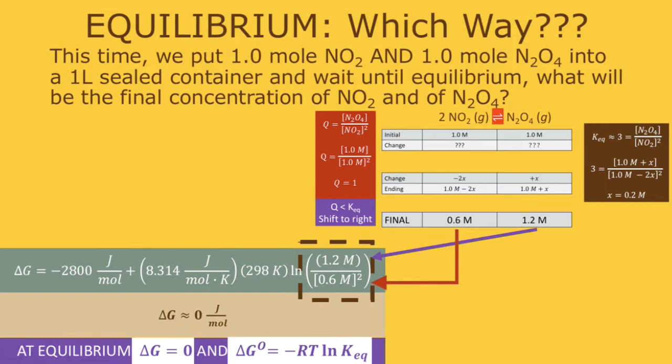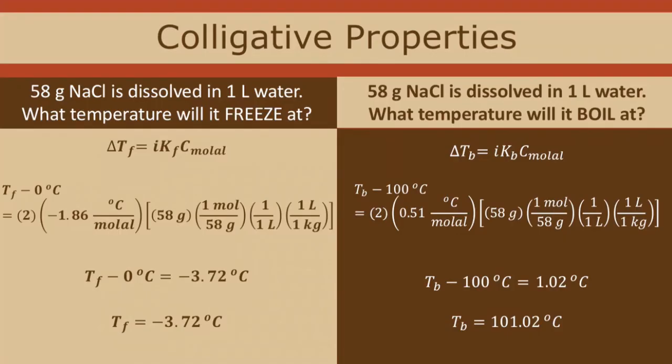At equilibrium, delta G equals 0, and delta G naught equals negative RT ln KEQ. So when Q is less than KEQ, the reaction shifts to the right because delta G is negative, and when Q is greater than KEQ, the reaction shifts to the left because delta G is positive. That was the one thing that will probably be on your exam, delta G equals delta G naught plus RT ln Q. Let's move on now to our colligative properties.